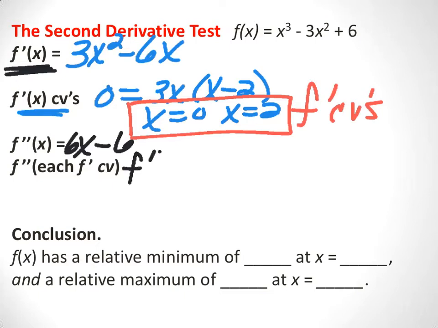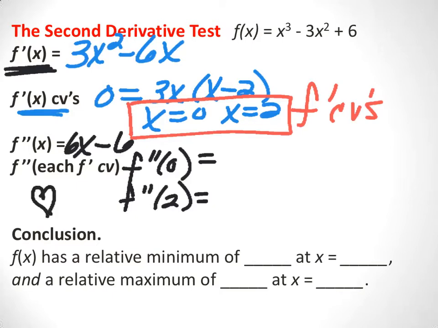We then evaluate that second derivative at each of the first derivative critical values. So this is where it is so ultra important to watch your notation, right? You've got to really make sure you are writing down what is what, because otherwise you're going to get them confused.